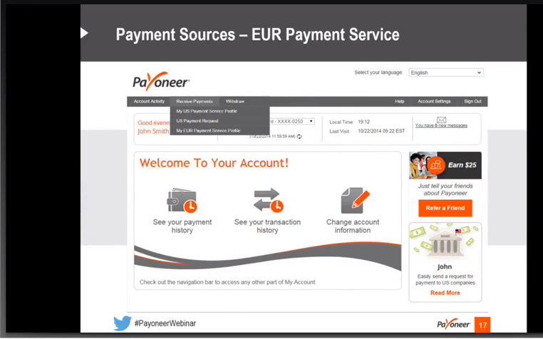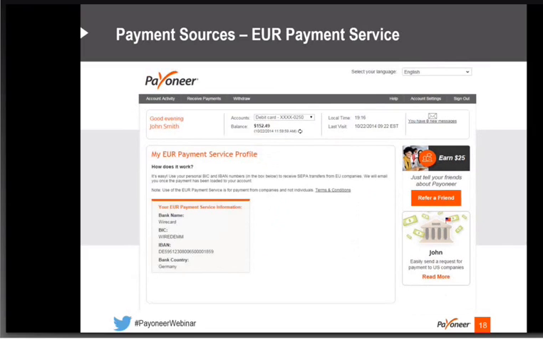You access it the same way you access the U.S. payment service. You will see it in your profile, in your My Account. And in a similar way, you will see your bank details for the Euro payment service. You use it exactly in the same way as the U.S. payment service, just for European companies.